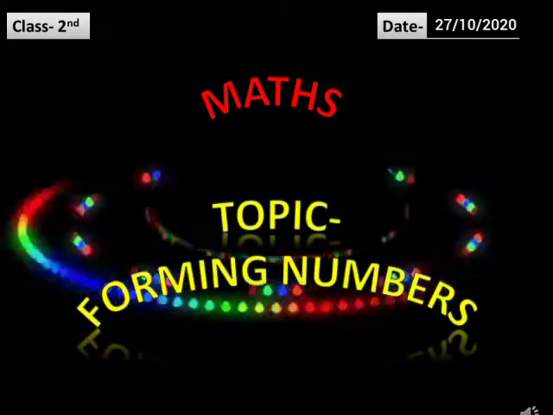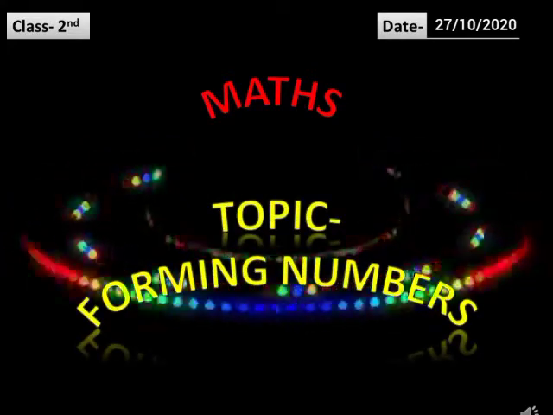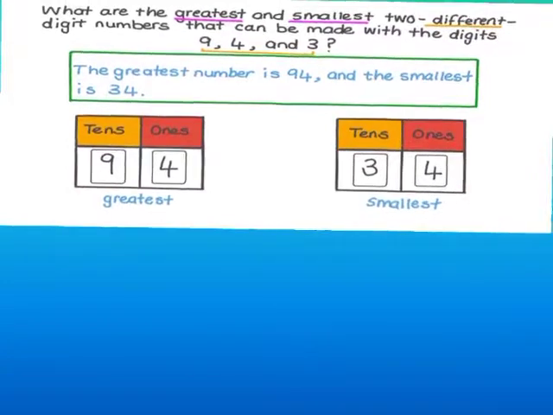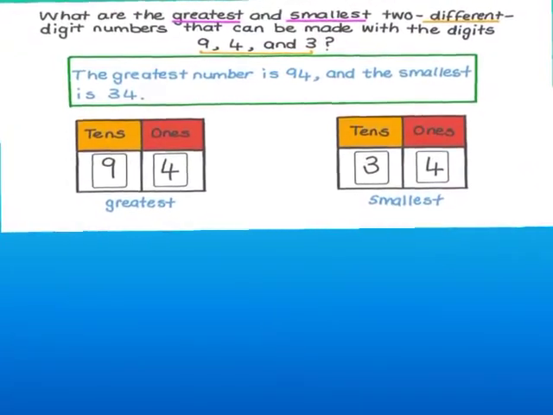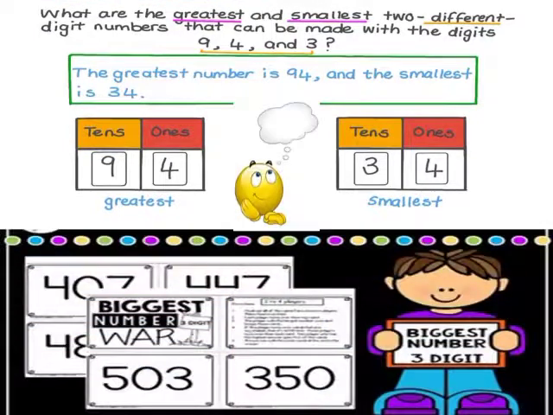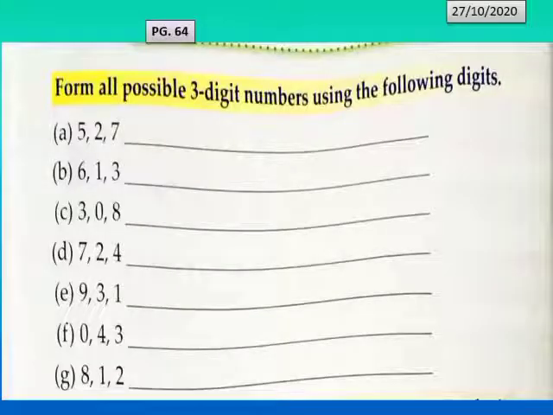Our today's topic is forming numbers. We already know how to form two-digit numbers from the given digits. Today, we are going to learn the formation of three-digit numbers from the given digits. Open your book, page number 64. Put today's date.